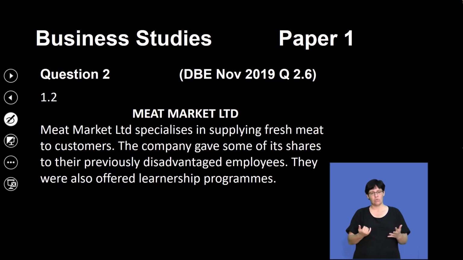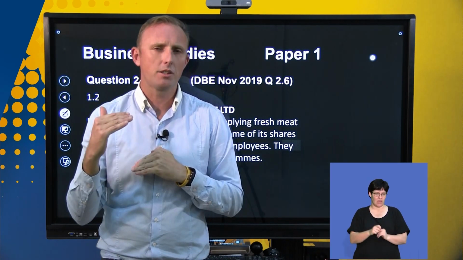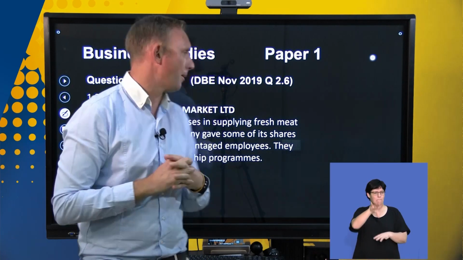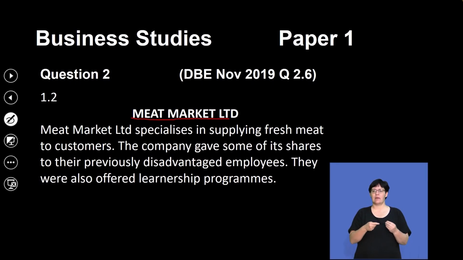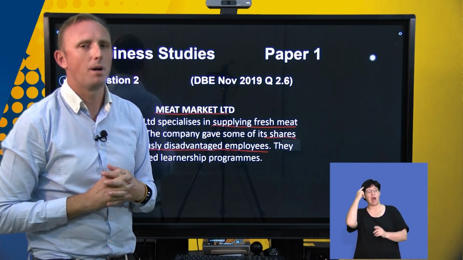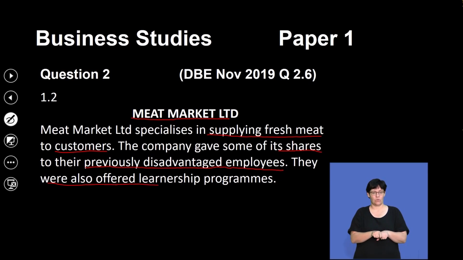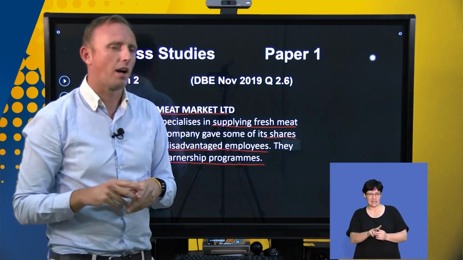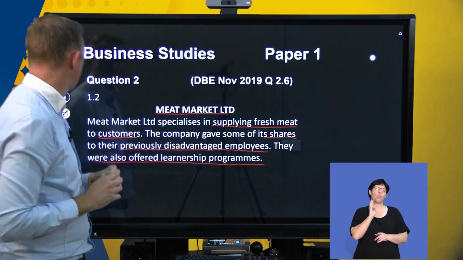Right, so we're going to be going onto a contextual-based question now. I'm going to be reading it out to you and just see what you can pick up. It has to do with Meat Market Limited. Meat Market Limited specializes in supplying fresh meat to customers. The company gave some of its shares to their previously disadvantaged employees. Very, very big there. That should already be ringing a couple of bells for you. They were also offered learnership programs. So we can generally see where this question is going. Let's see what the question is going to ask from us.